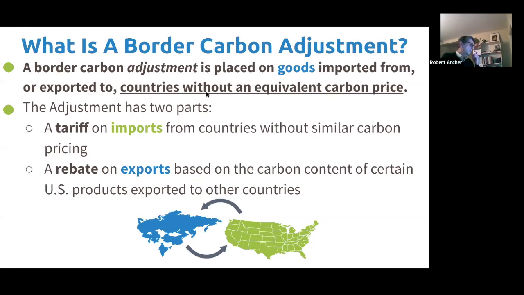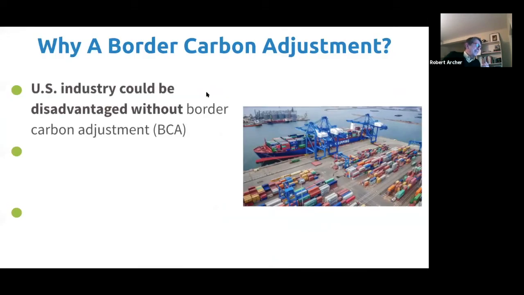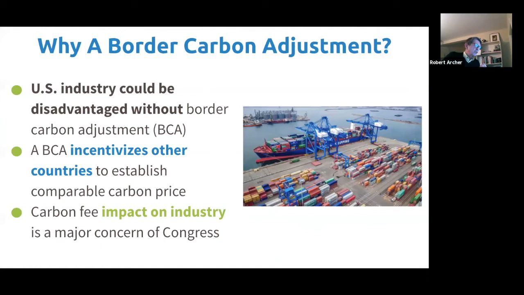So why do we do this? As previously mentioned, the household dividend addresses the fairness issue for households. The border carbon adjustment addresses the fairness issue for industry. It's critical to avoid adverse industry impacts that could come from countries without a carbon fee. The CCL talking point on this is it removes any incentive for US industries to move to countries without a comparable carbon fee. It avoids exporting pollution, or in economic terms, it avoids leakage.